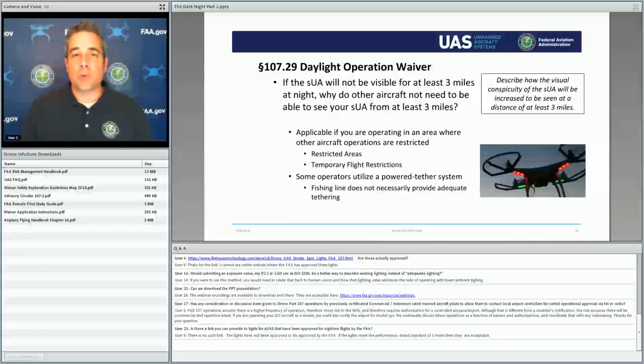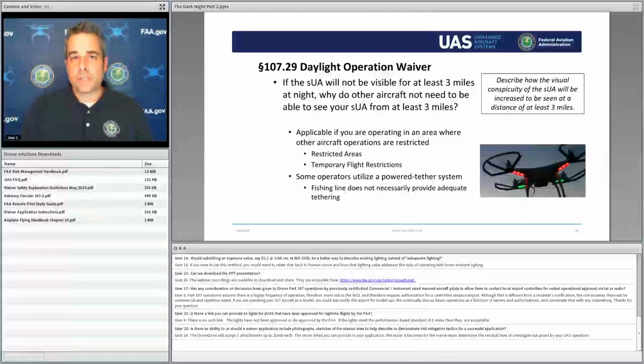But this is going to increase the risk of your operation. Keep that in mind. And as you know, when the risk increases because you're not going to ensure lighting visible for 3 miles, you're going to have the same type of increased mitigations to ensure that that risk is brought down to an acceptable level.